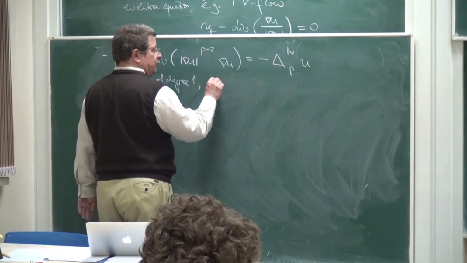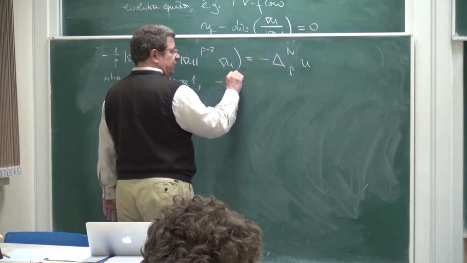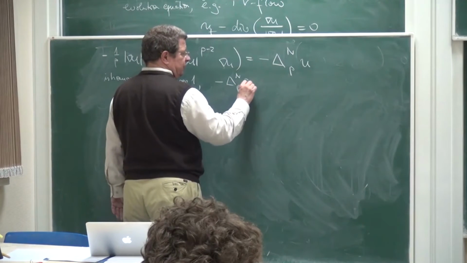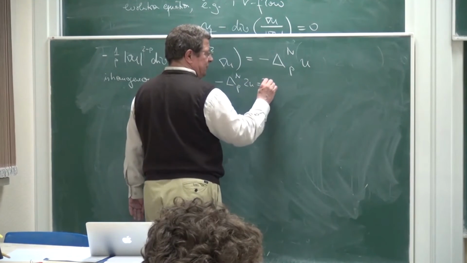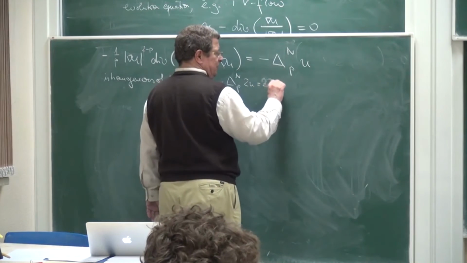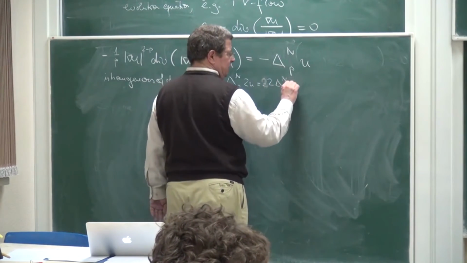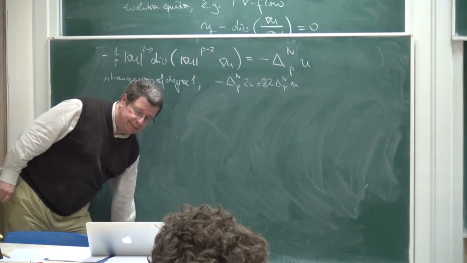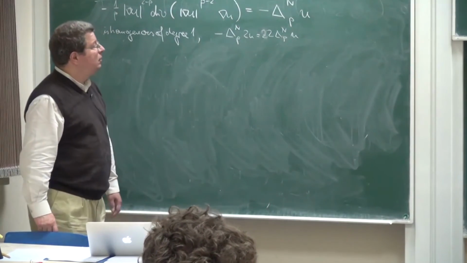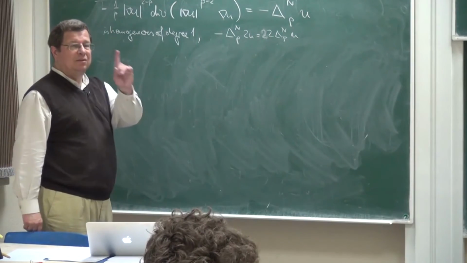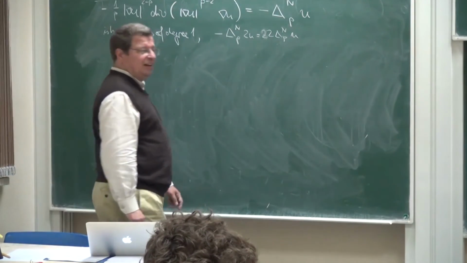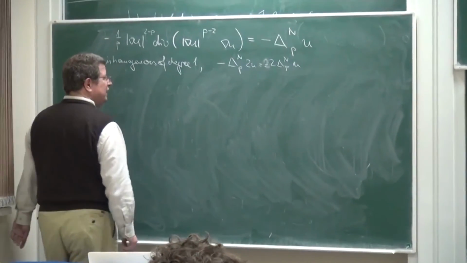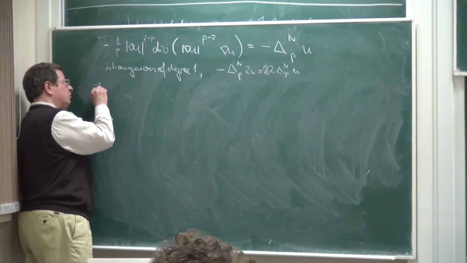That is, minus the p-Laplacian of 2 times u is minus 2 times the normalized p-Laplacian of u, or any other constant. And what is the constant divided by p for? In a minute.